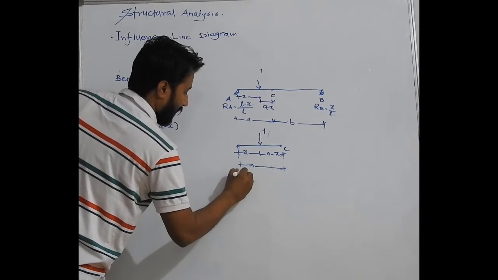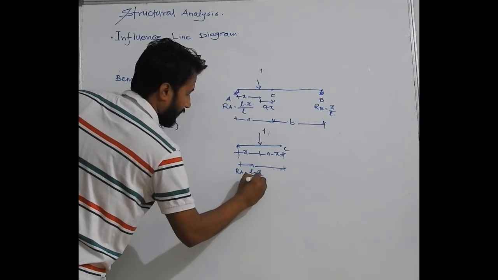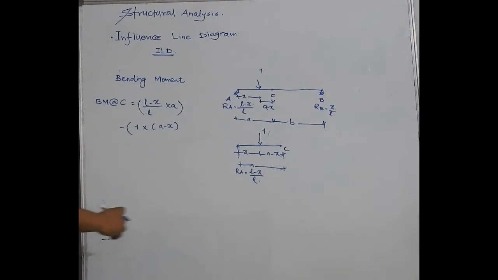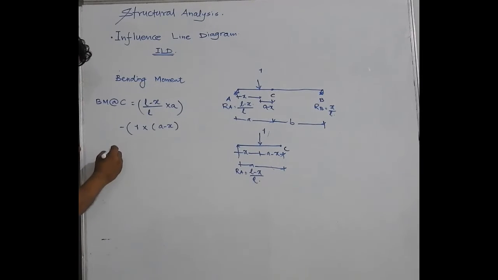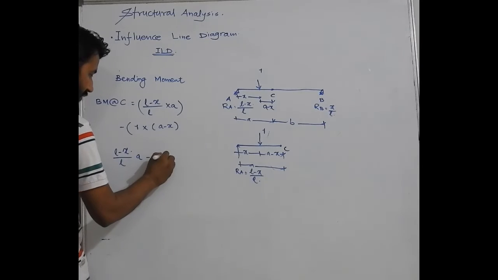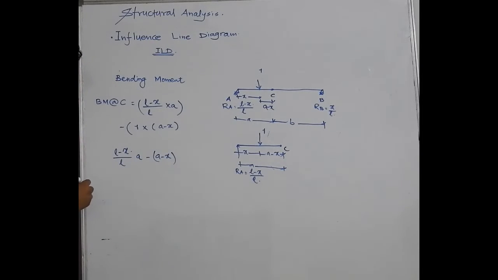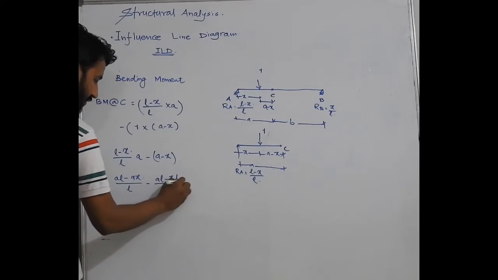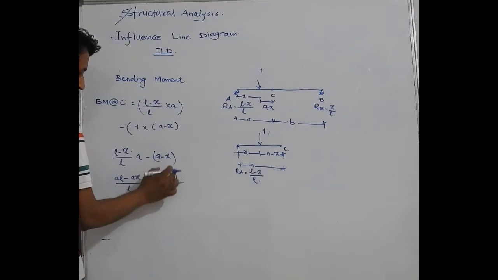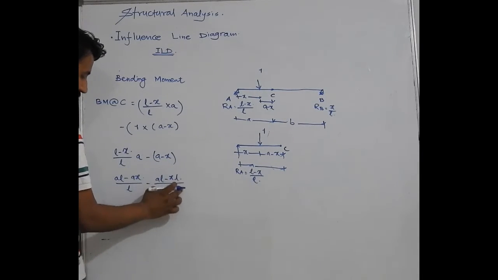Okay, this is RA, which is L minus X divided by L. So consider only this diagram, and I will expand this equation. This is equal to L minus X divided by L into A, minus A minus X. Now multiply this: it equals AL minus AX divided by L, minus AL minus XL divided by L. So this equation should be multiplied with L.